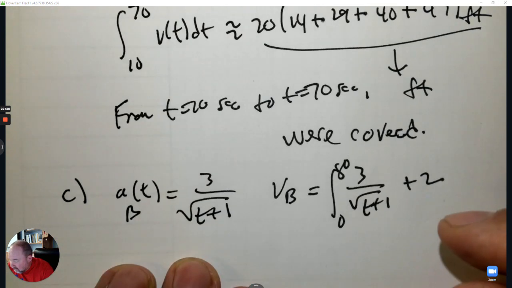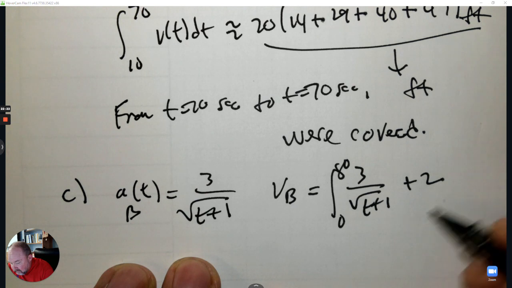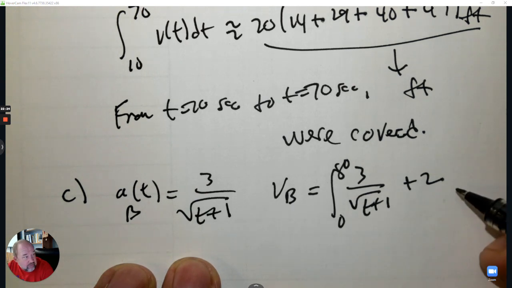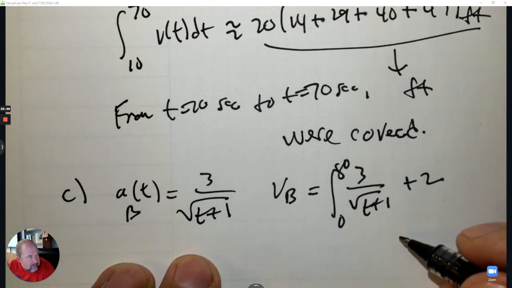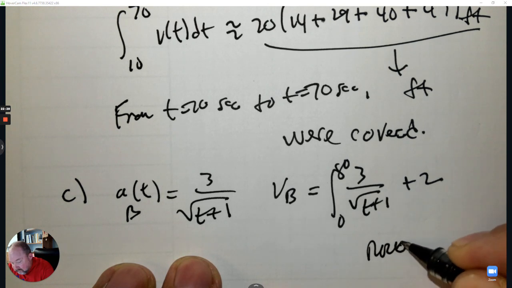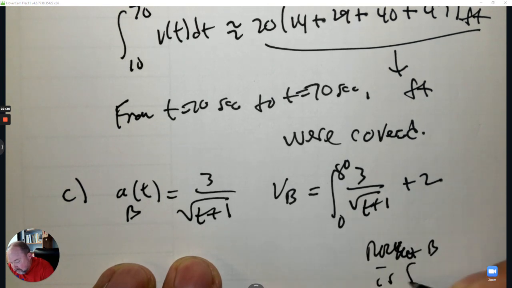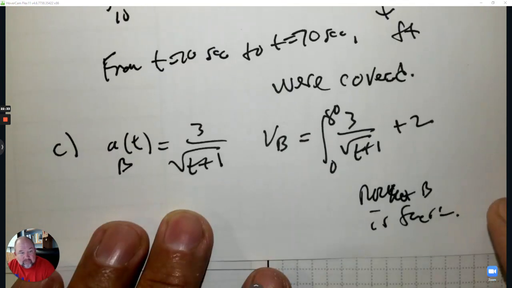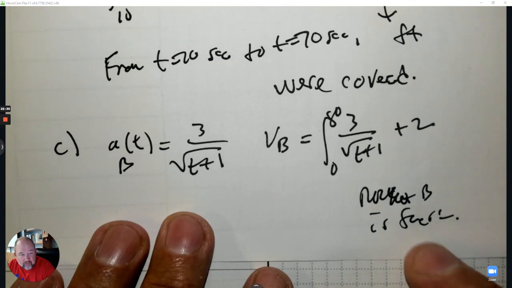And then compare that to the velocity at 80, which is 49. So compare this answer to that answer. What does it say? Rocket B is faster. All right, turn the page. That says Rocket B is faster.